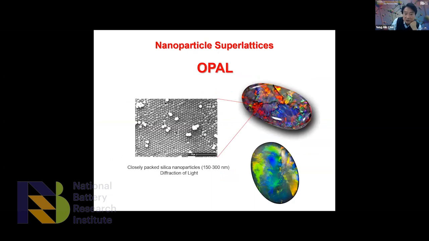So this is one example of a nanoparticle superlattice in nature. This is opal, which is made of silica nanoparticles. It shows a beautiful color. The reason it shows a beautiful color is due to the diffraction of light at different angles.